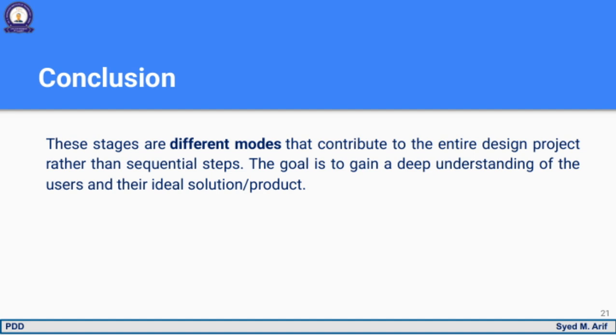The main goal here is to develop a deep understanding of the users, what they need, what they value, and to imagine the ideal solution or product that truly meets those needs. This understanding guides every part of the design, helping us create solutions that are meaningful and effective. So, as we move through these different modes, keep in mind that the ultimate aim is to connect with users on a deeper level and craft designs that really resonate with them.